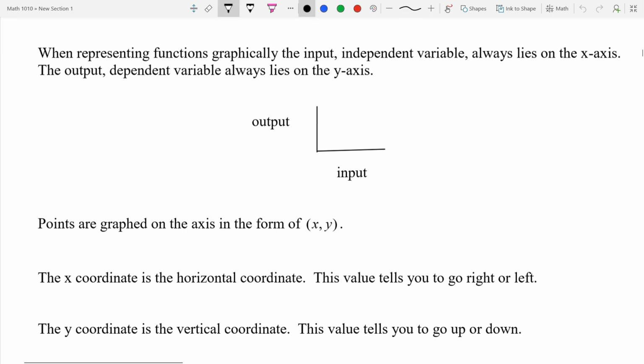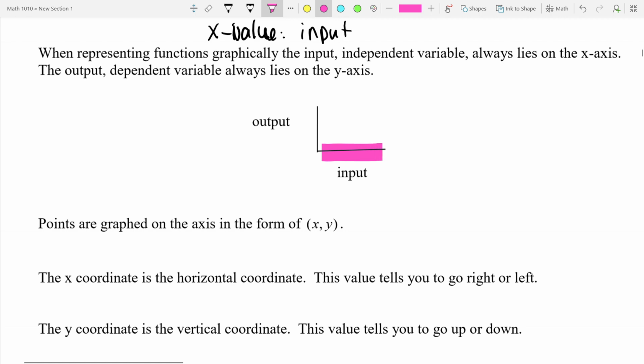Let's just shout out some things. X value. Is that the input or is it the output? Input, right? That's something you need to know for the quiz. Is it independent or is it dependent? It's independent. So the input is the x, which means you label it on the x-axis. So the input always goes on the x-axis, okay?